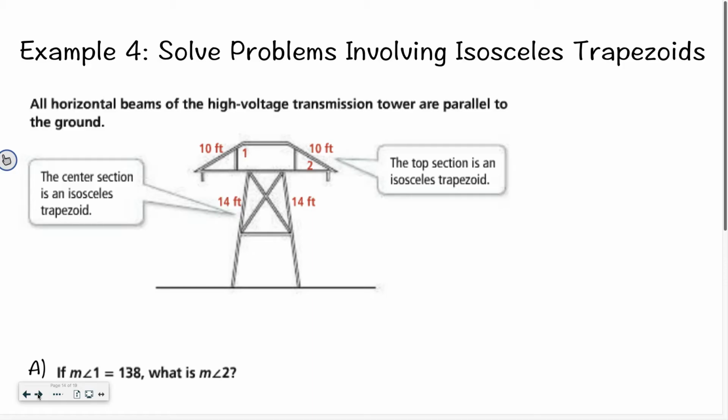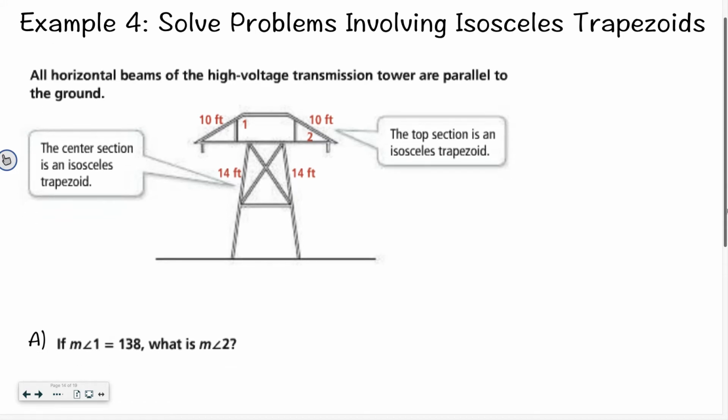All right, and example 4. We want to solve problems involving the isosceles trapezoid. So let's say we have a picture that looks like this. This looks like a high voltage transmission tower. Let's do a problem with that. So if we know that all of the horizontal, so remember horizontal is going that way, are parallel to the ground.